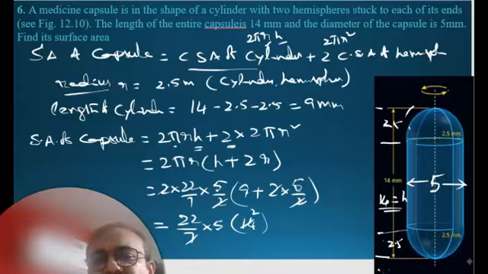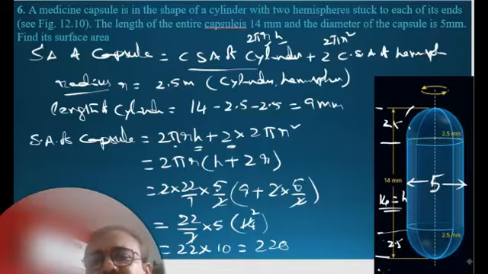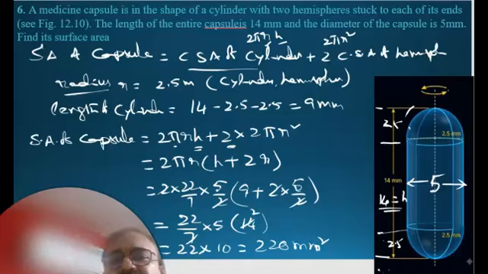So 7 1s are 7, 7 2s are 14. So 22 into 5 into 2 is 10. That is equal to 220 mm square. 220 millimeter square. This is the surface area of the capsule.